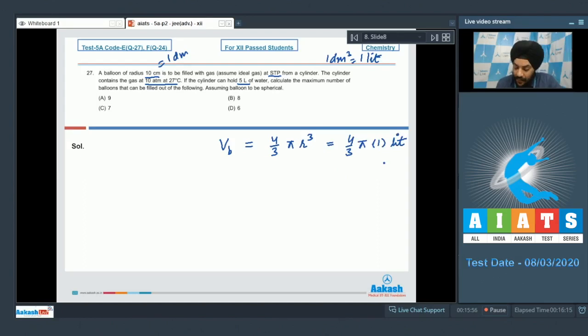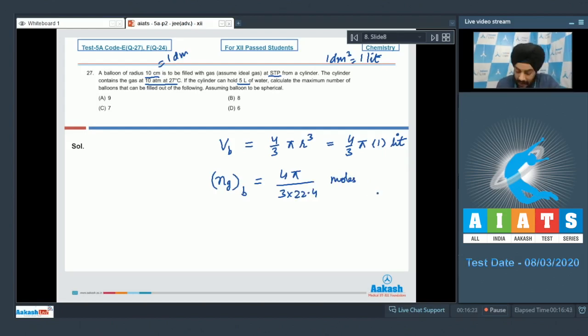Now students, this balloon has to be filled with the ideal gas. So we can first calculate the number of moles which can be accommodated in one balloon. The number of moles of the gas present in one balloon shall be equal to the volume divided by 22.4, so 4 by 3 pi into 22.4. So these many moles of the ideal gas can be accommodated in one balloon.